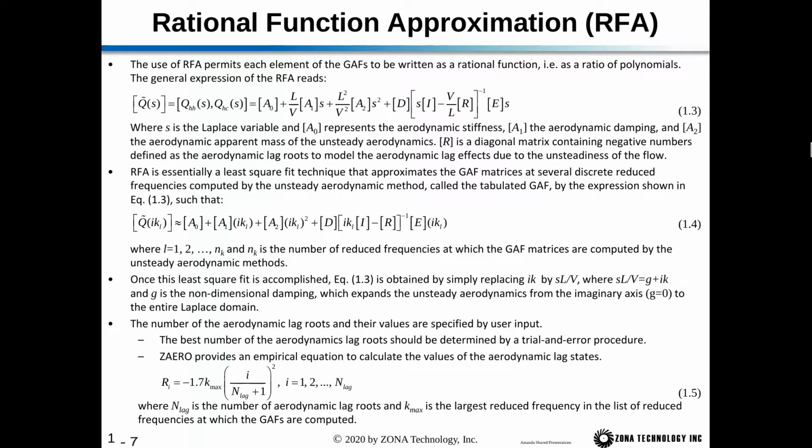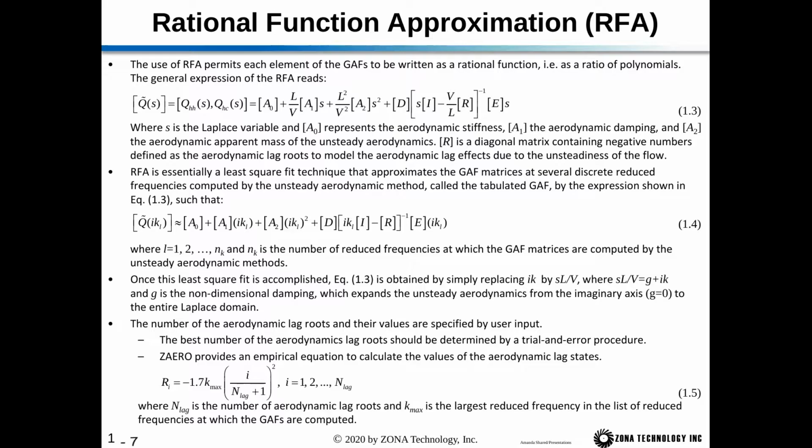S is the Laplace variable, A0 represents the aerodynamic stiffness, A1 represents the aerodynamic damping, and A2 represents the aerodynamic apparent mass of the unsteady aerodynamics. R here is a diagonal matrix which contains negative numbers defined as the aerodynamic lag roots to model the aerodynamic lag effects due to the unsteadiness of the flow.